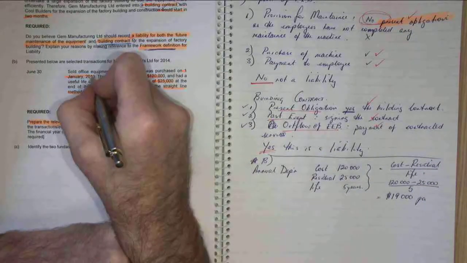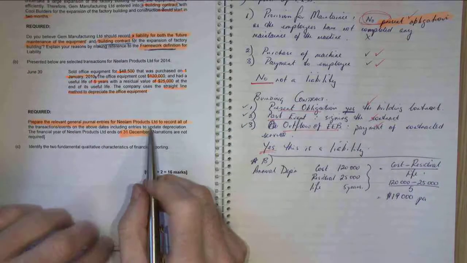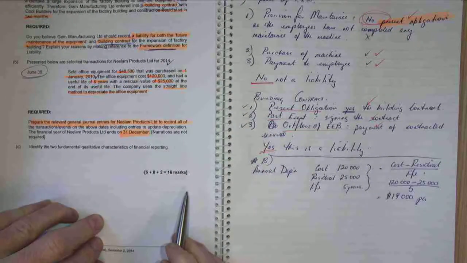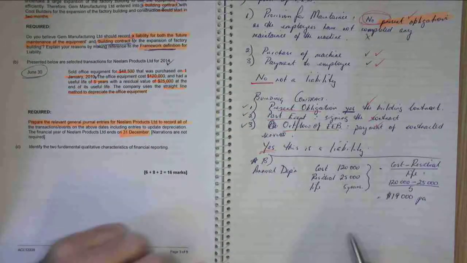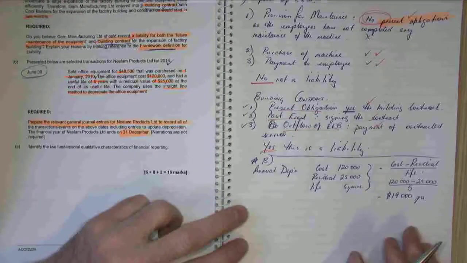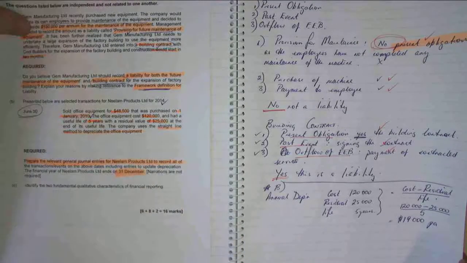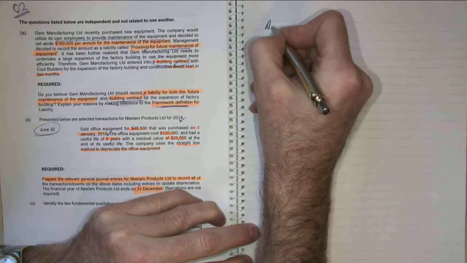Now I bought this on the 1st of January 2010 and I'm doing the calculations for the 30th of June 2014. So, now it asked me to do the journal entries. I should have started this on a clean page. Let's flip over to a clean page.